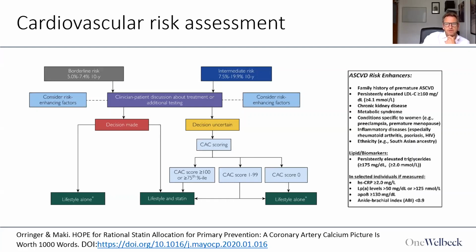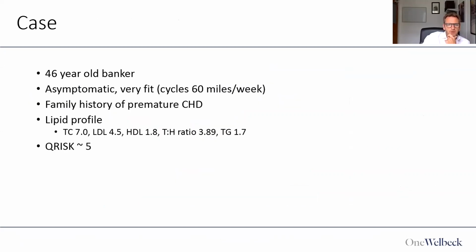We know that having a coronary artery calcium score of 0 is reassuring. Equally, we know that anything above 0 is associated with demonstrable risks. So it's worth thinking about where that could fit into your patients. So I'm going to finish off with a case, and thanks to Sunthar for this. This is a 46-year-old banker who's asymptomatic and very fit, does a lot of cycling.